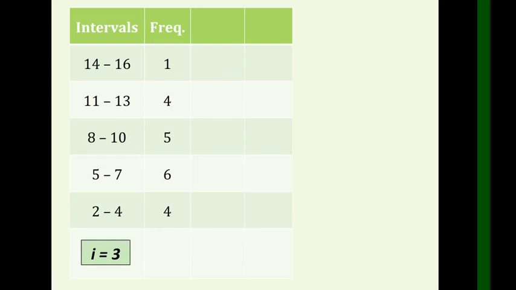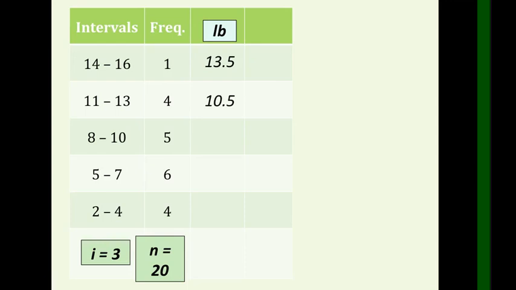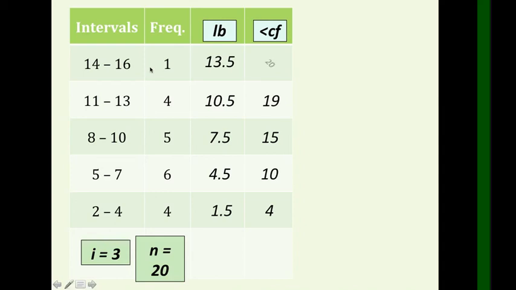For the frequency, get the total. So the total is 20. For the lower boundary, we have 14 minus 0.5, that is 13.5, 11 minus 0.5, that's 10.5, 8 minus 0.5 is 7.5, 5 minus 0.5 is 4.5, and 2 minus 0.5 is 1.5. Now for the cumulative frequency, let's start with the lowest interval, and that's 4. 4 plus 6, 10, plus 5, 15, plus 4, 19, plus 1, 20. 20 and 20 are the same. So your answer is correct.